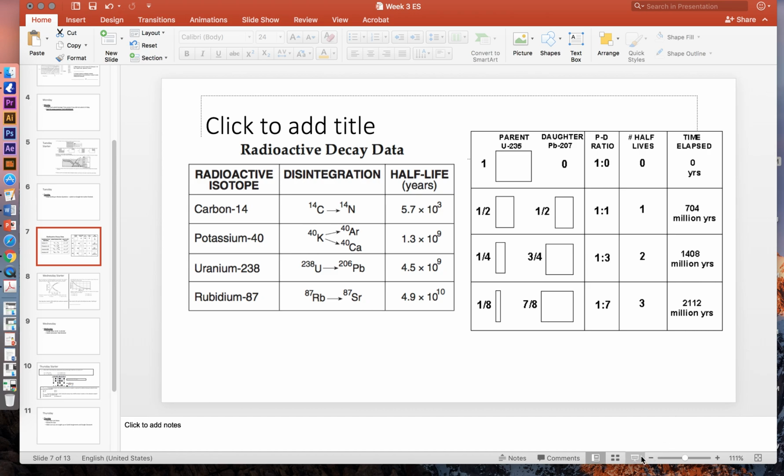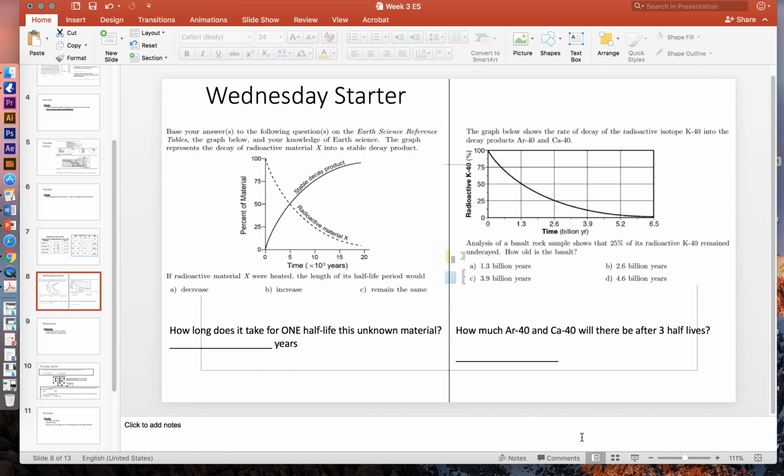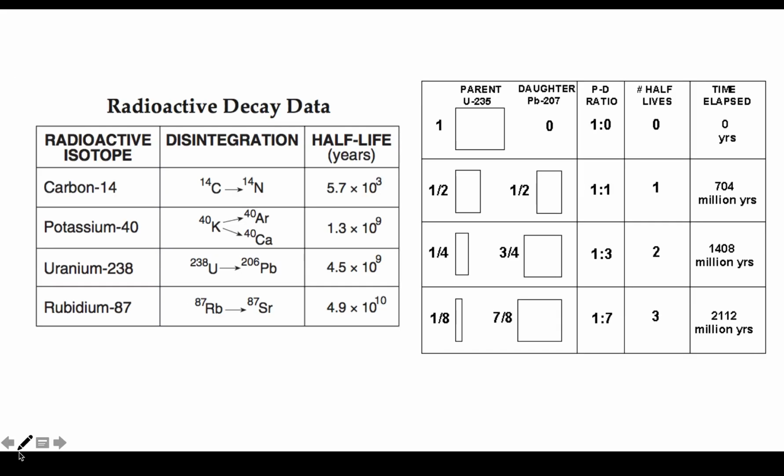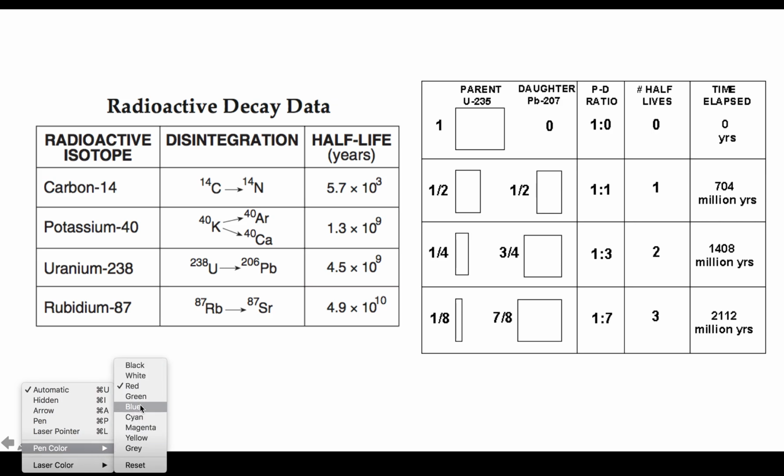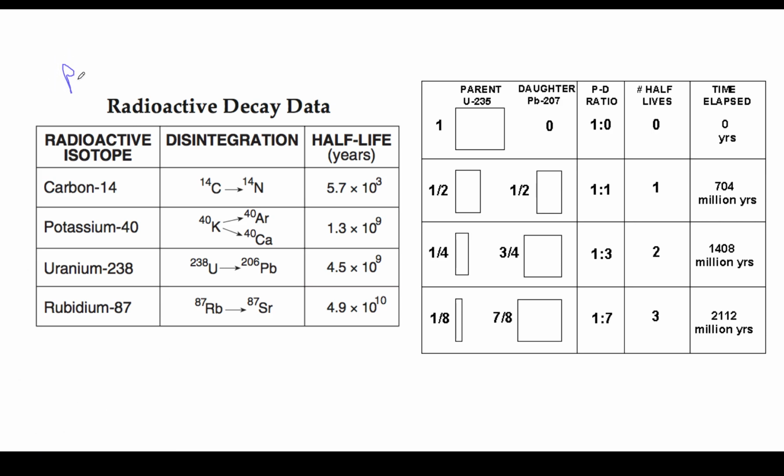So let's take a look at the bell ringer. Here's the bell ringer, all about radioactive decay. So really quickly, just wanted to do a quick recap here. So radioactive decay, remember, this is on page 1 of your reference table. And these products here are stable. These are what we would call the daughter products. They're stable products. These portions here are radioactive.